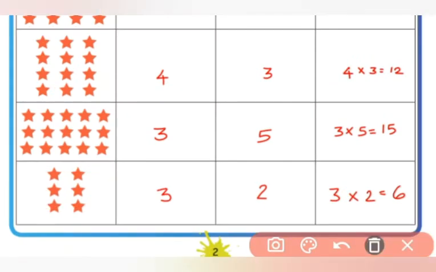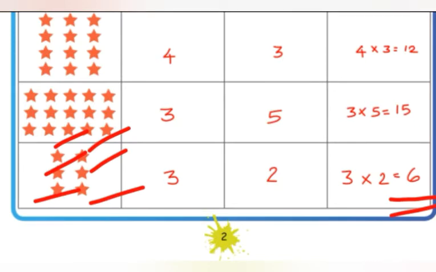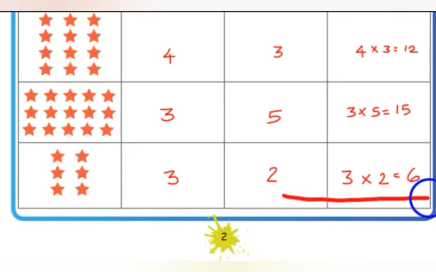Number of horizontal rows 1 2 3. You have to write here 3. Next, number of vertical columns 1, 2. You have to write here 2. So, the total number of stars 1, 2, 3, 4, 5, 6. So, the multiplication fact is 3 into 2 is equal to 6.